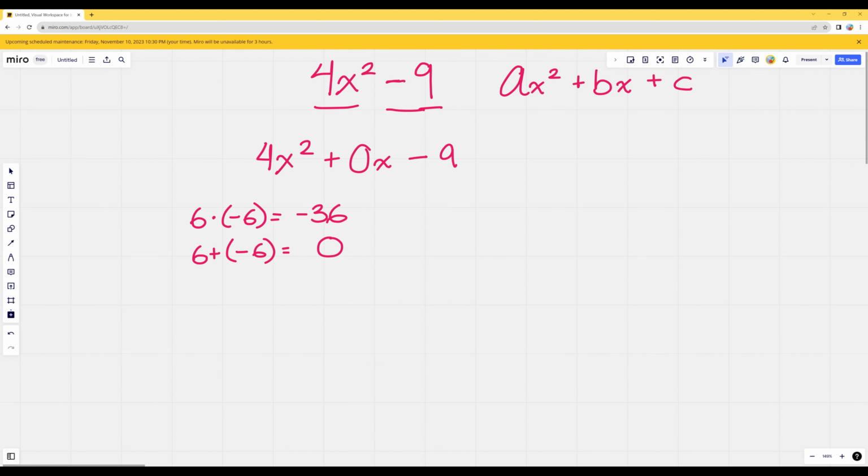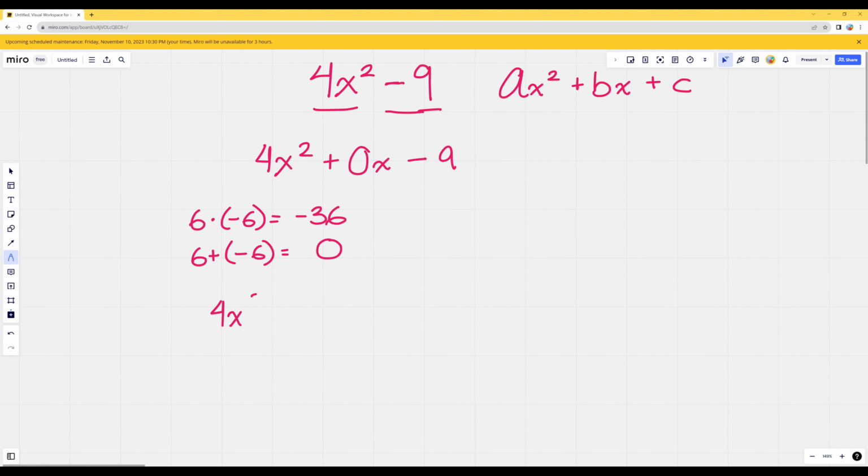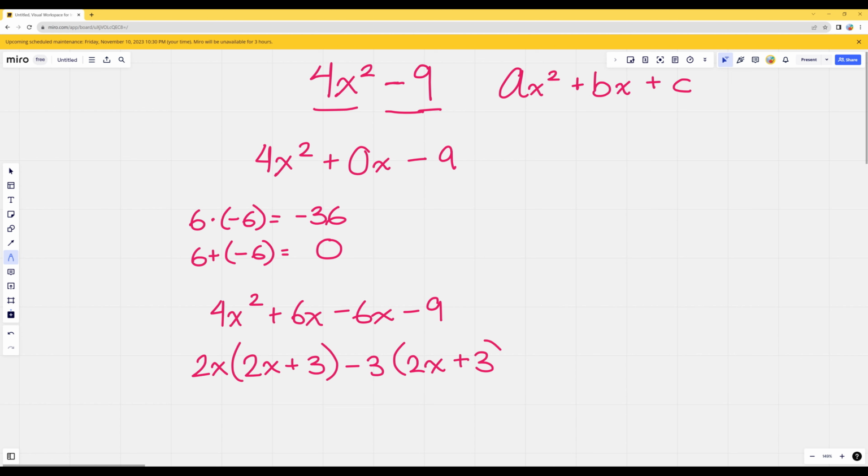Alright, now let's rewrite our expression one more time, splitting the middle term into two. So what we're going to write is 4x squared, which is our first term, and then plus 6x and minus 6x and minus 9. Okay, you'll notice that the two middle terms in our expression will cancel each other out, and that is why in our original expression we don't have a middle term. So now let's pull the GCF out of each of the two sets of terms. We have a 2x on the outside. Inside the bracket, we have 2x plus 3, and we pull out a GCF from our second half, which is negative 3. Inside our bracket, we have 2x plus 3 once again.